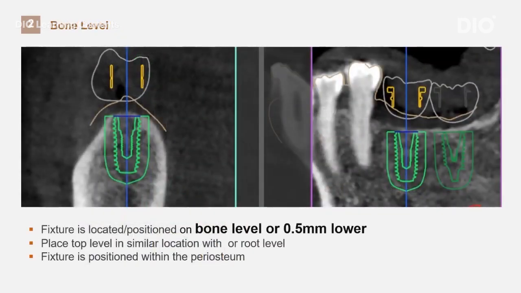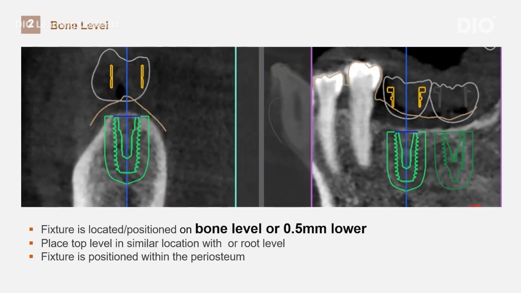Generally, fixture is planned so that it is positioned at the bone level, or 0.5 mm lower. If it is situated too deep by any chance, the bone might get in the way of the abutment later on while connecting the prosthesis. Therefore, the top level should be set at similar position compared to the neighboring tooth or dental root level.